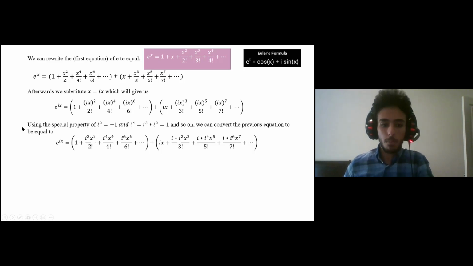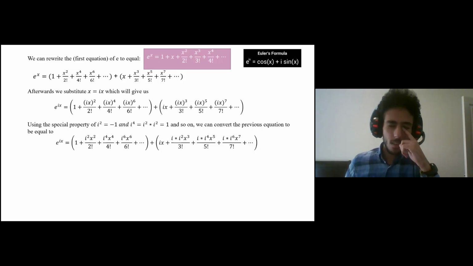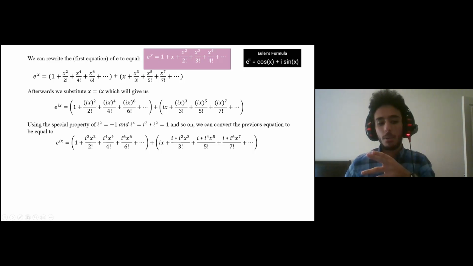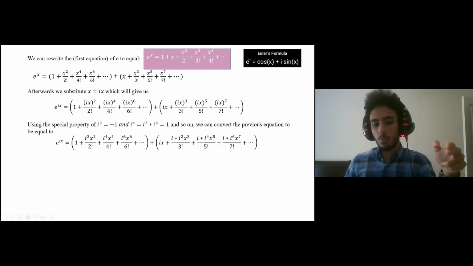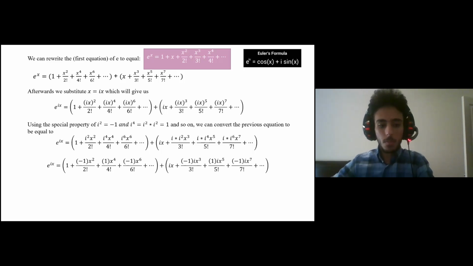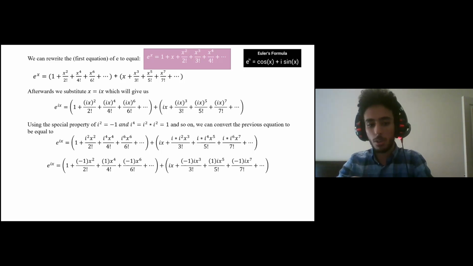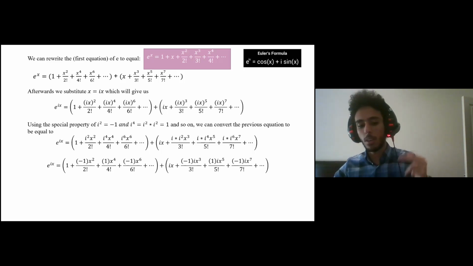And before we apply this property, we have to distribute the powers onto the i and onto the x, so we can see which properties we're going to use and how we're going to do it, as shown in the equation in front of you. So wherever we see i squared, we're going to substitute it, and we're going to have e to the ix equals 1 plus minus 1 times x squared over 2 factorial plus 1 times x to the power 4 over 4 factorial, and it's going to be repeating over and over again.